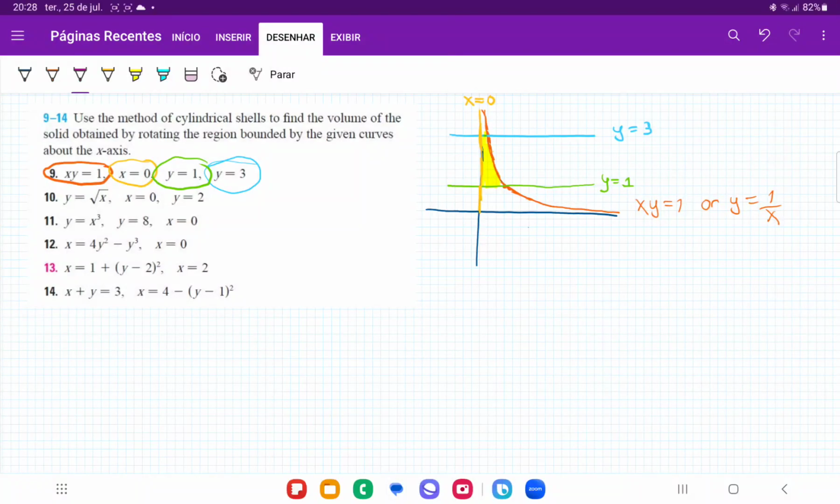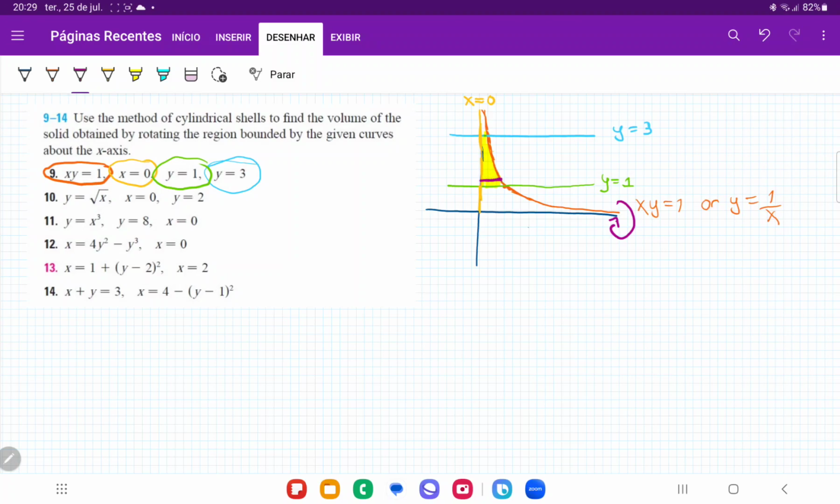So for number 9, they want us to take the area bounded between these curves and then revolve it about the x-axis like so. I've drawn these curves, and for the one in orange, xy is equal to 1. If we divide both sides by x, that's just the rational function y is equal to 1 over x. So what happens when we revolve this around the x-axis?